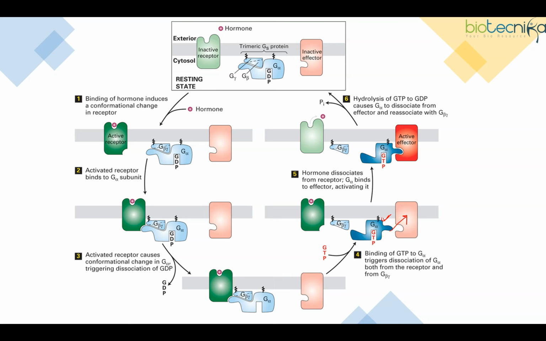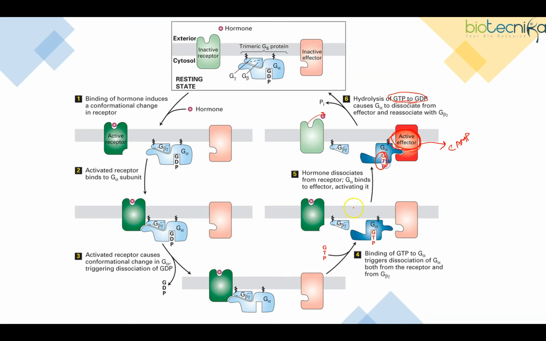In the meantime, the hormone will dissociate from the receptor and G alpha will bind with the effector and activate it. But the problem is that, once the effector is activated, it is going to synthesize the second messenger. All that is fine. But this cannot be for long, because the hormone has dissociated from here, and GTP also eventually will undergo hydrolysis.